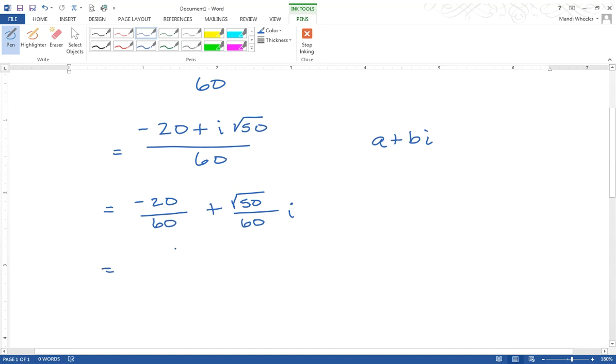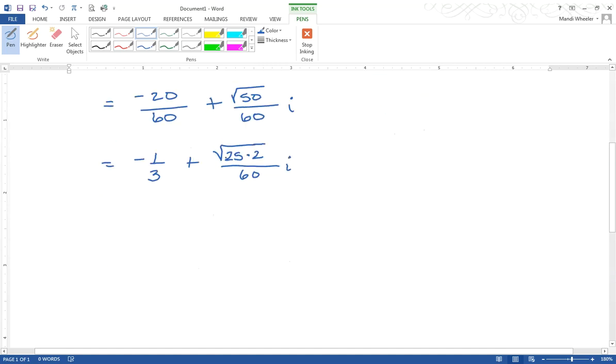So negative 20 over 60 will reduce. They're both divisible by 20. Divide the top and bottom by 20 and we get negative 1/3. Now in this one we've got a square root. Now 50 is not a perfect square, but there is a perfect square that goes into 50. 50 is the same thing as 25 times 2, where 25 is a perfect square.